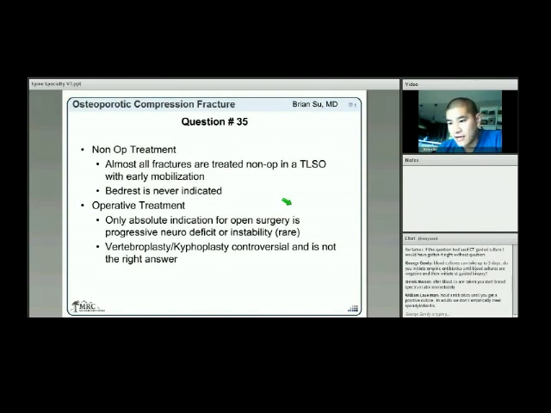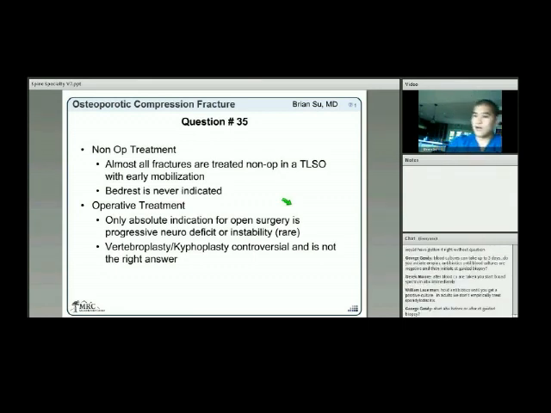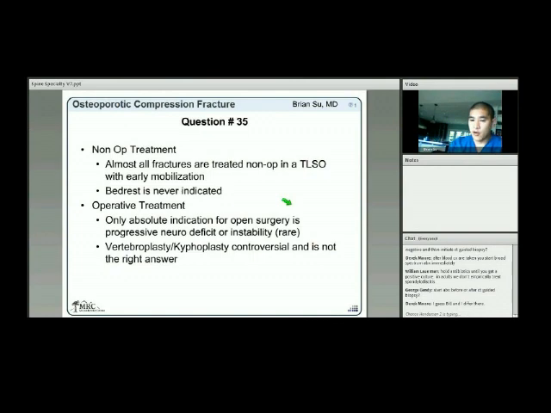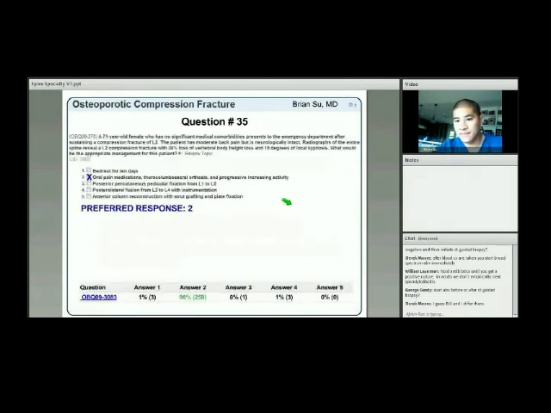I think for the in-training, operative treatment is really going to be rare. The only absolute indication, I think they would show you, is somebody with progressive neurological deficits or instability, which is exceedingly rare with a compression fracture. A lot of you in your training probably are seeing vertebroplasty and kyphoplasty. It's controversial. The American Board of Orthopedic Surgery does not recommend vertebroplasty, and the results of kyphoplasty are also controversial. I don't think that would ever be the right answer, so I would not choose vertebroplasty or kyphoplasty.